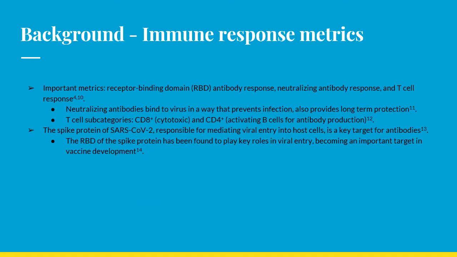Antibody response to the receptor binding domain, or RBD, neutralizing antibody response, and T-cell response are used to assess the immunogenicity of the vaccine. Neutralizing antibodies are important as they bind to a virus in a way that prevents infection, as well as persisting in the body to protect against future infections. T cells are a type of leukocyte that falls into one of two categories, CD8 and CD4, with the former being cytotoxic and the latter activating B cells for antibody production.